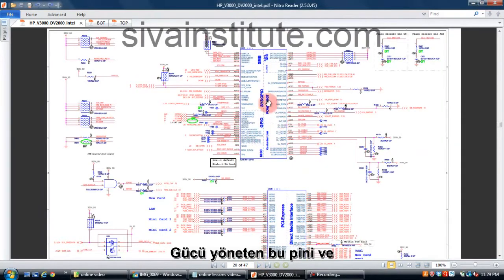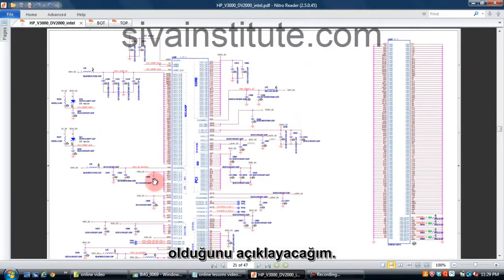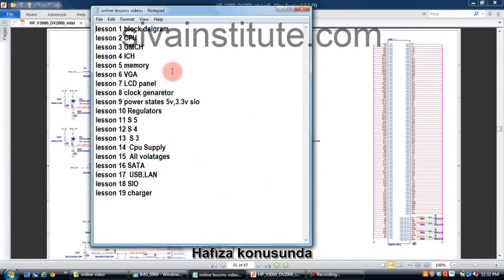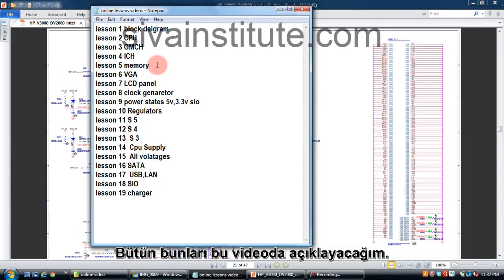And this is important, power management and system GPIO, I will explain all these pins. And in this chapter I will explain how many supplies of the ICH. In memory chapter, how many memories, that means DDR1, DDR2, DDR3, how to check that memories, what are the important pins, I will explain in this way.